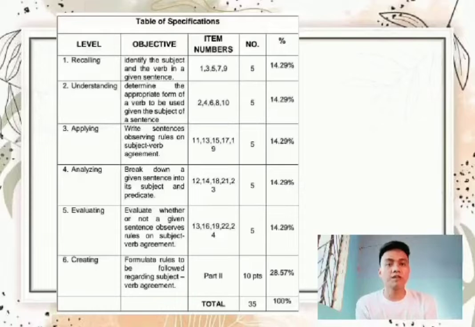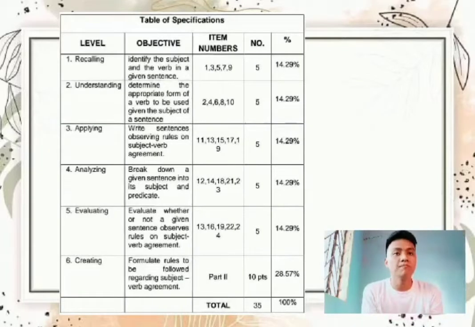Here's an example of a table of specifications, or the TOS. The topic here is again subject-verb agreement in English for a grade 5 class. For the recalling level, the objective is that the students must be able to identify the subject and the verb in a given sentence. The item numbers where this objective is being tested are numbers 1, 3, 5, 7, and 9, with a total of 5 items and a percentage of 14.29%. The overall number of items for that particular test is 35, and that equals 100%.